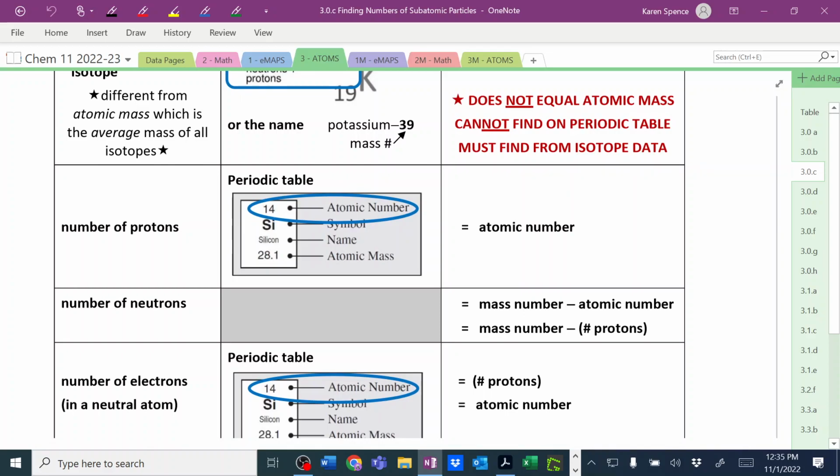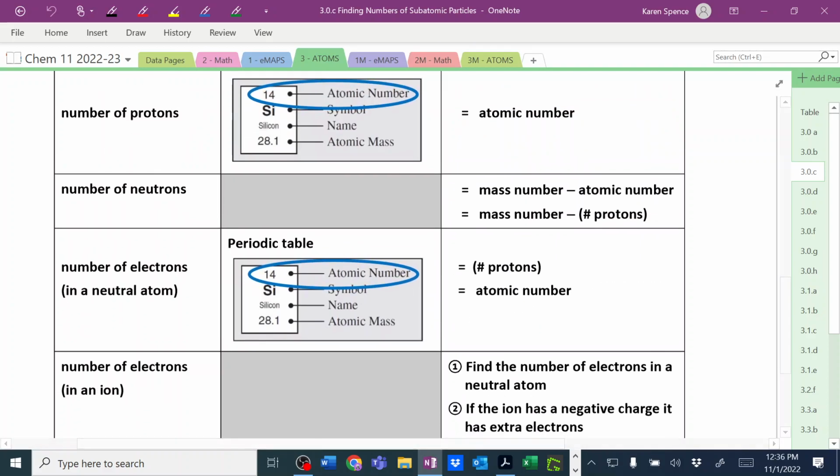Oh, I've forgotten how to find the number of protons. How do I find that? It's equal to the atomic number. I want to find the number of neutrons. How do I do that? Oh, it's not on the periodic table. See how there's nothing there? Number of neutrons is not on the periodic table. You take your mass number and you subtract the atomic number, which is also the number of protons.